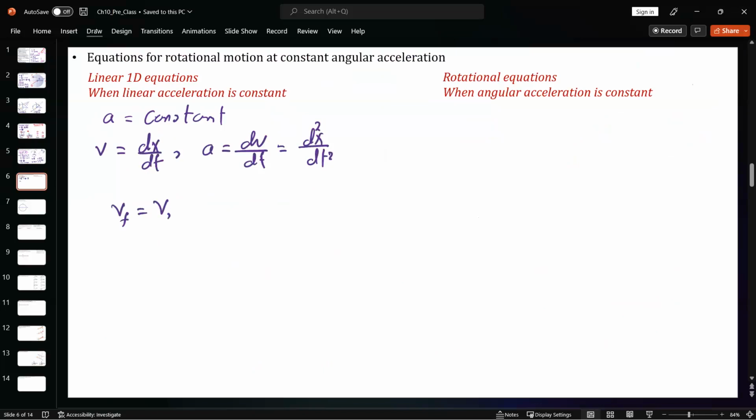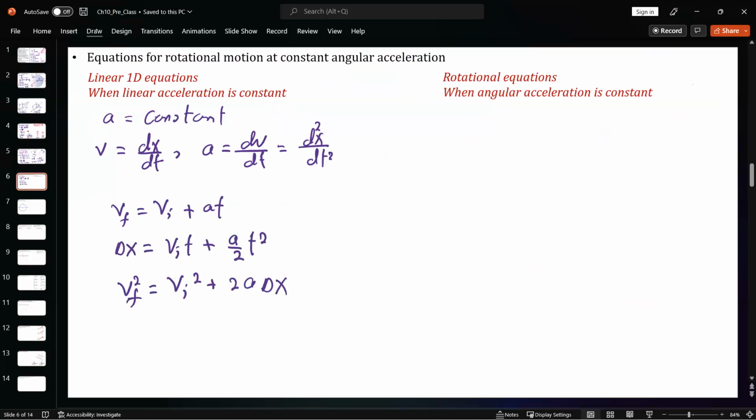Final velocity is equal to initial velocity plus acceleration times the time. Displacement is equal to initial velocity times t plus acceleration over 2 times t to the power 2. Final velocity square is equal to initial velocity square plus 2 times acceleration times delta x. You can apply this directionally in x, y, and z.